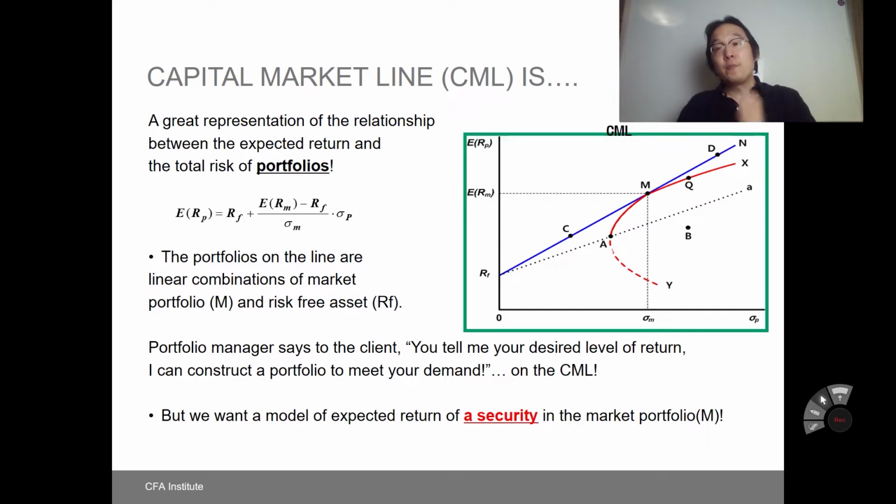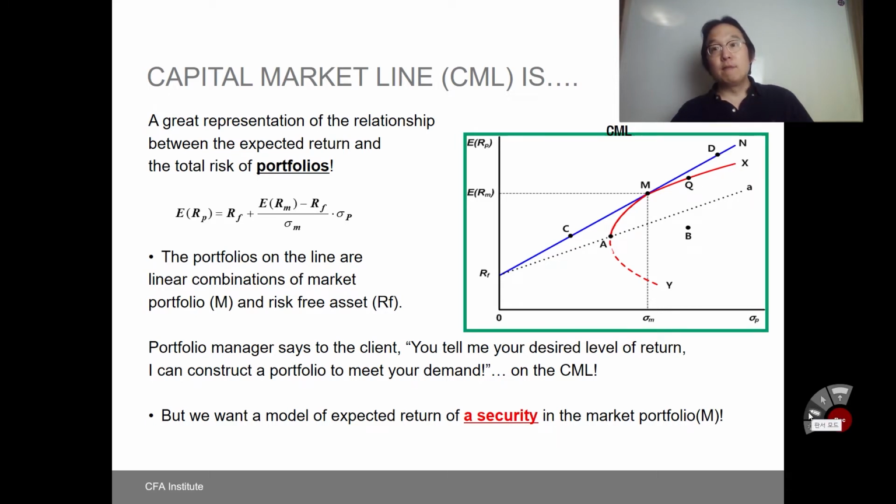This is about the risk and return relation at the portfolio level. And then how is this expected return of the portfolio related to the total risk of the portfolio? So we formed a market portfolio that is composed of all different risky securities, and we constructed the efficient frontier using these risky assets.